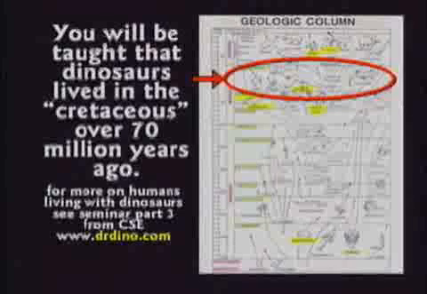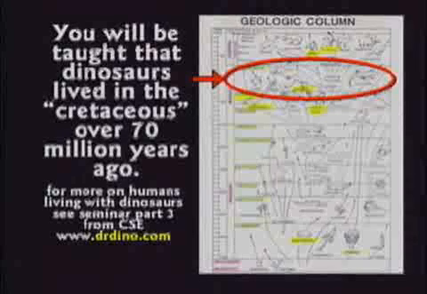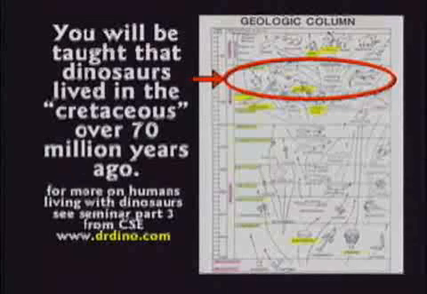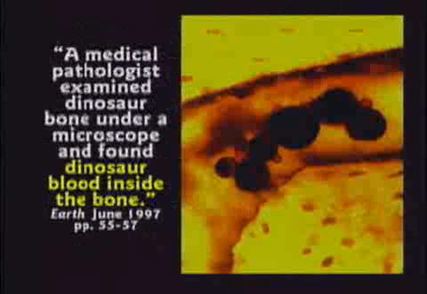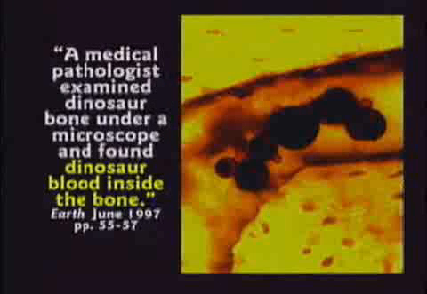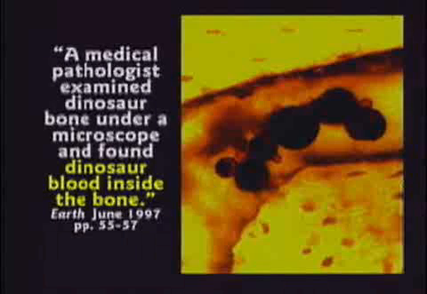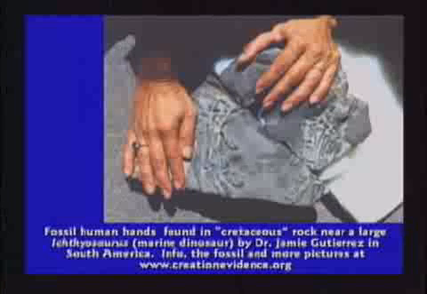This textbook says that Cretaceous and Jurassic period are from dinosaurs that lived 70 million years ago. Oh, come on. Dinosaurs have always lived with man. We covered that on video number 3. Dinosaur blood was found inside a T-Rex bone about 10 years ago. They tried everything they could to disprove it, and they couldn't. This is dinosaur blood cells. It's not going to last 70 million years. Human hands were found fossilized in the same strata as dinosaurs were found fossilized.